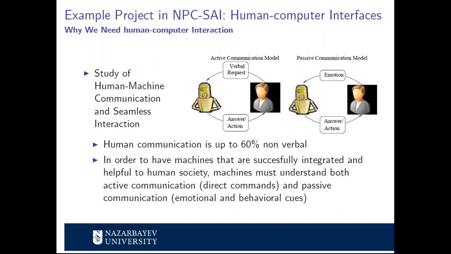In particular, we are focusing on the different modalities of human interaction. It has been demonstrated that up to 60% of human communication is nonverbal. Therefore, if we want robots that are successfully deployed in hospitals and human services, these robots cannot only understand direct commands, but should also be able to understand behavioral expressions, emotional cues, facial expressions, and so on. There are two types of communication, active and passive. In our laboratory, we are in particular looking at the passive communication model, which is mediated through emotional expressions.